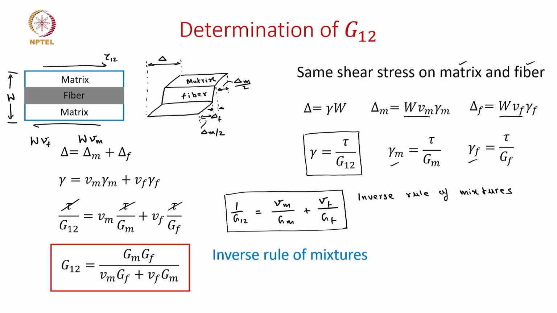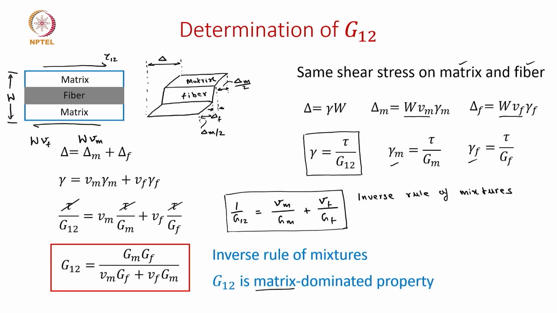Now come back to the same question: is this G12 matrix dominated or fiber dominated? We have already seen that for an inverse rule of mixtures, this is similar to E2, where we also got an inverse rule of mixtures. There we concluded that with the inverse rule of mixtures, it is matrix dominated. So here too we can say the shear modulus is matrix dominated, simply because it follows an inverse rule of mixtures, and we know that the properties of the matrix are much lower compared to the properties of the fibers.